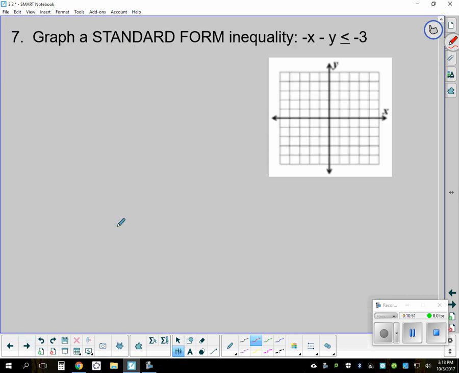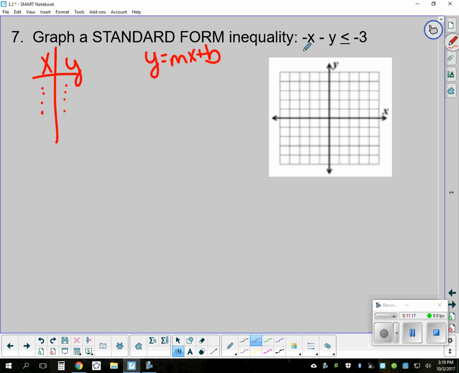All right, graph a standard form inequality. So we talked about standard form before. It's ax plus by equals c. And the easiest way to do this is to put it into slope-intercept form. You could make a t-chart if you wanted to, and you could choose x values, plug them in to get the matching y values. But the easier thing to do is just to move it into slope-intercept form.